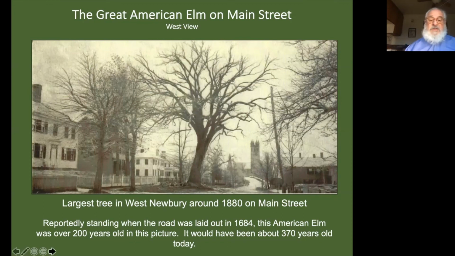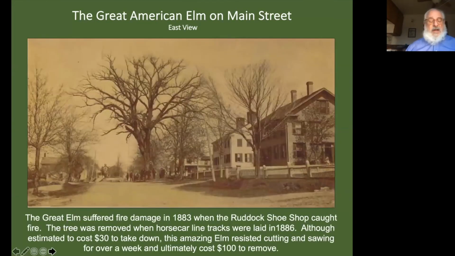And it's a bit of a sad story because allegedly, and I have not investigated this, but I certainly have some skepticism about this, it suffered fire damage when the Ruddock shoe shop caught fire, and it was removed in part because of that. Well, I think the reason it was removed was because they wanted to lay these horsecar line tracks in 1886, and the elm didn't want to go. It resisted cutting and sawing for over a week and ultimately cost a lot more than they thought it was going to be to take it down.